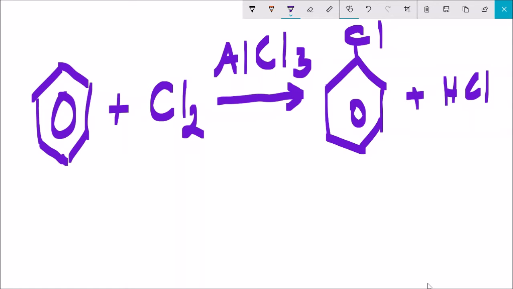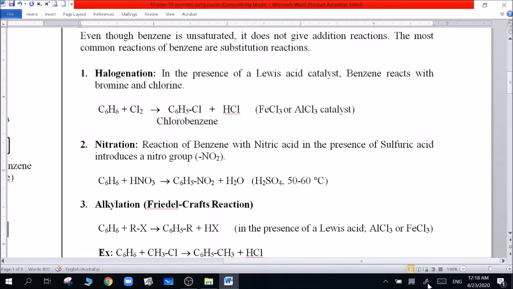So chlorine is going to replace one hydrogen. Of course you can change this to Br2. This is chlorobenzene, and this is going to be bromobenzene, with hydrobromic acid. Same stuff, but as catalyst you can use iron(III) bromide at that time. Very good. The second one, nitration.